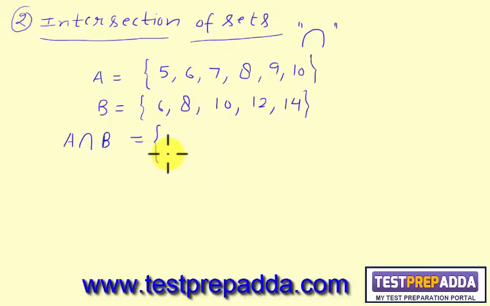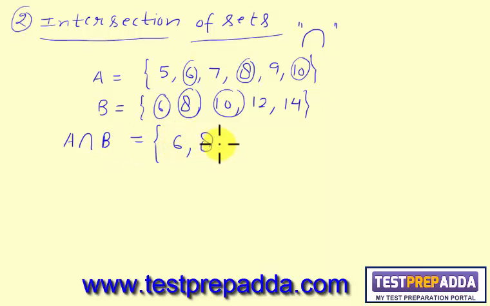So what are those elements which are there both in A and B? You can see 6, you can see 8, now you can see 10. 5, 7, 9, these three elements are there only in A, while 12 and 14, these two elements are there only in B. So A intersection B will be written as 6, 8, 10. These are the three elements.